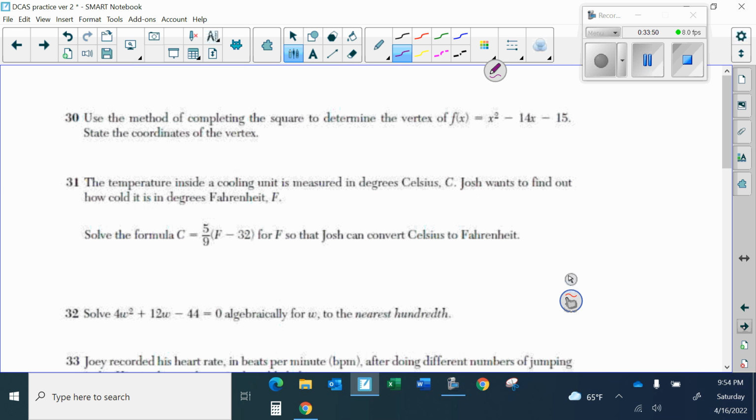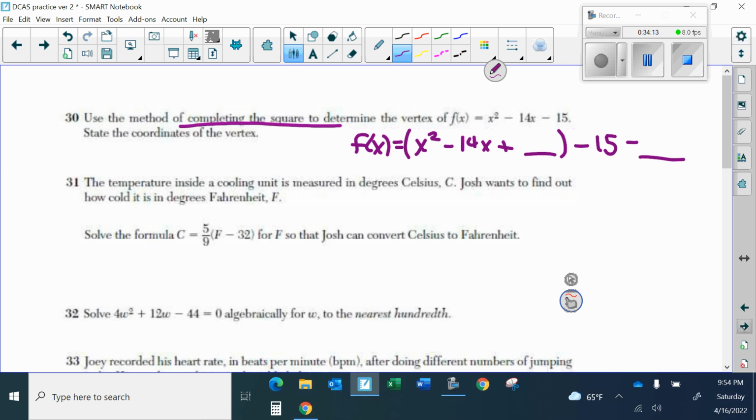Use methods of completing the square to determine the vertex. So we just got done talking about completing the square. I showed you one on the first DCAS. So I have x squared minus 14x plus blank. That's going to be my c. That gives me the square, and then I have minus 15, and since I added a number here, I have to subtract that number since I'm keeping it on the same side of the equal sign.